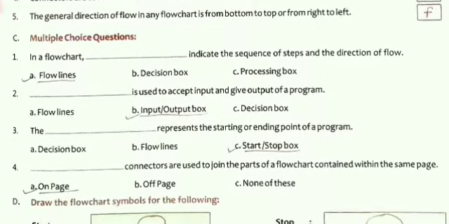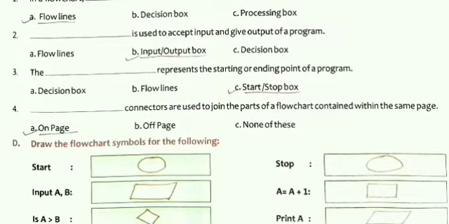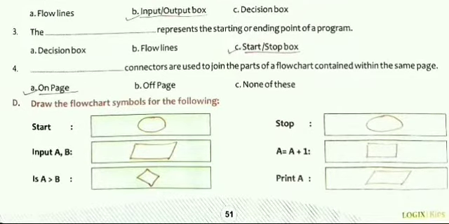Now come to the multiple choice questions. The first one is in a flowchart, flow lines indicate the sequence of steps and the direction of flow. The second one, it is input output box that is used to accept input and give output of a program. The third one, the start stop box represents the starting or ending point of a program.